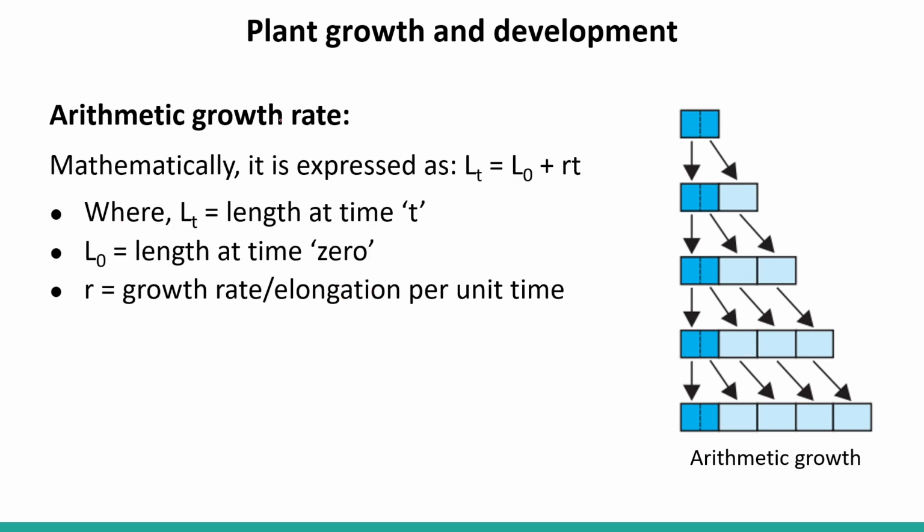All right. Now, arithmetic growth rate can be mathematically expressed with this formula. Here is the length at time t. This is the length at time 0. And then we have r. What is r? r is the growth rate, or elongation per unit time. So this r is the growth rate per unit time, or you can say elongation per unit time.